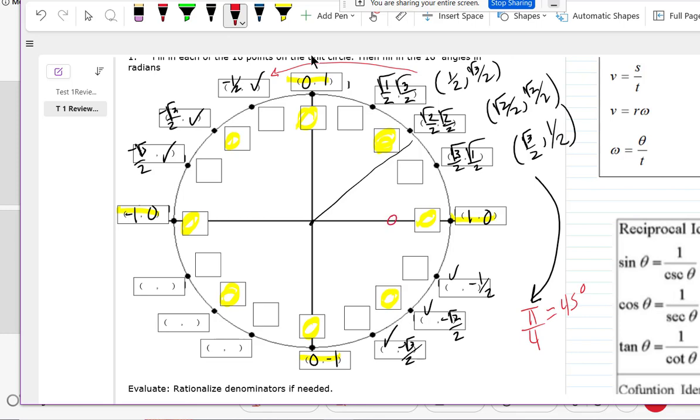I'm just going to go 0, pi over 4, counting by 45. 2 pi over 4, which reduces to pi over 2. 3 pi over 4. 4 pi over 4, which reduces to pi. 5 pi over 4. 6 pi over 4, which is 3 pi over 2. And then 7 pi over 4, and 8 pi over 4 at the top. That's all you got to do. You don't have to memorize all those angles. You can count them out.